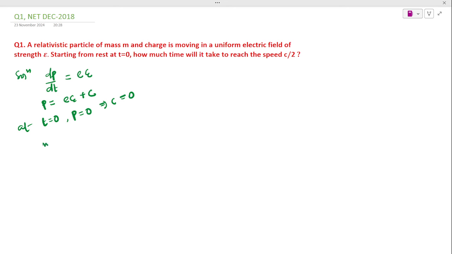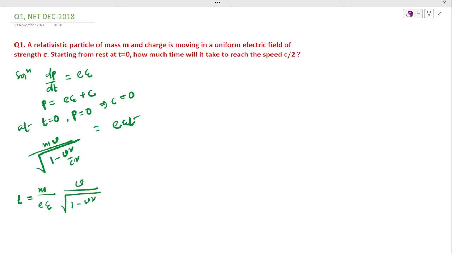We know the formula m v by root over 1 minus v square by c square is equal to E epsilon t. So now our t would become m by E epsilon times v by root over 1 minus v square by c square. Here we put in the given value, v equal to c by 2, and we get the result.